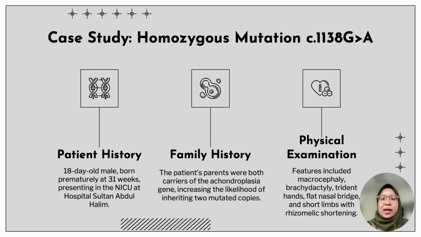Meet the baby, an 18 days old male infant currently under care in the neonatal intensive care unit at Hospital Sultan Abdul Halim, Sungai Petani, Kedah. This baby was born prematurely at 31 weeks and presents with clinical features suggestive of achondroplasia. Both of the baby's parents have been diagnosed with achondroplasia, indicating a familial genetic predisposition to the condition.